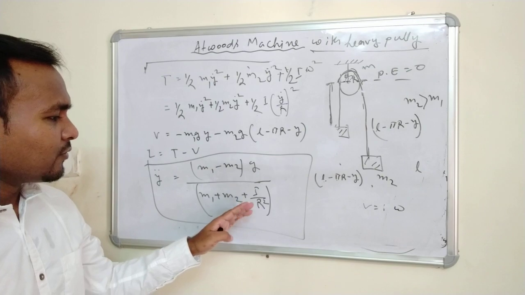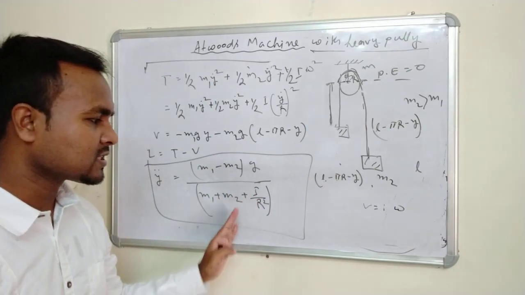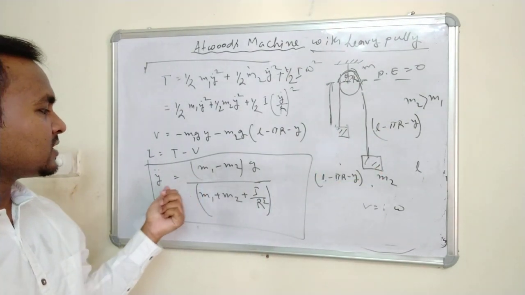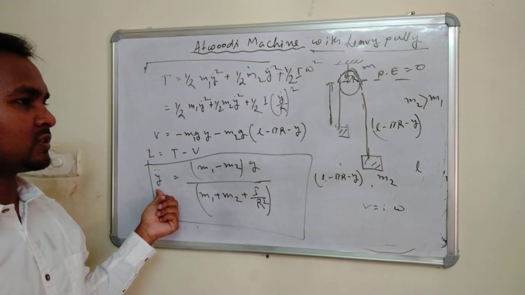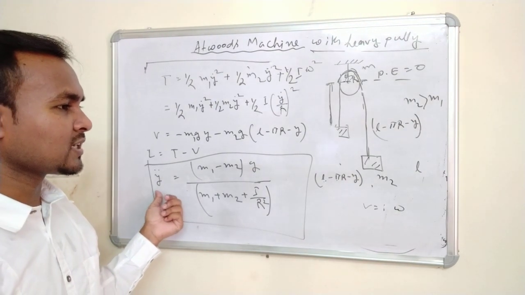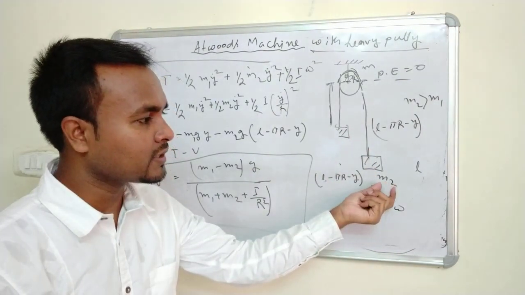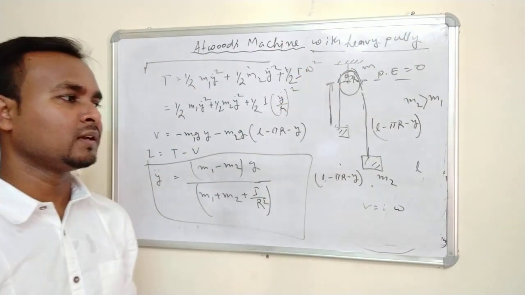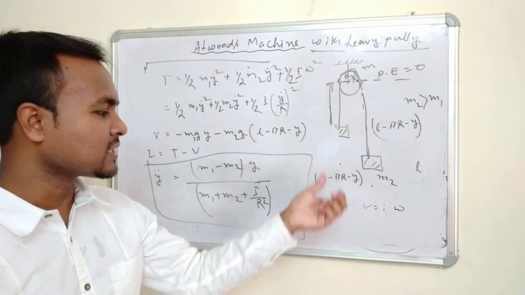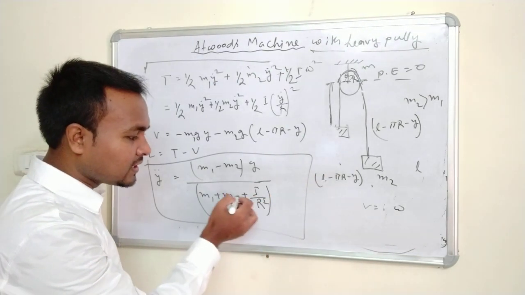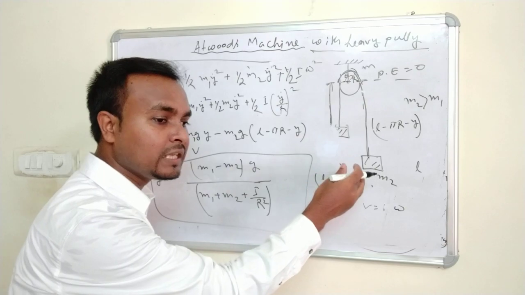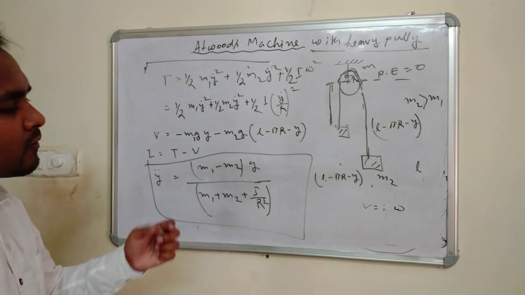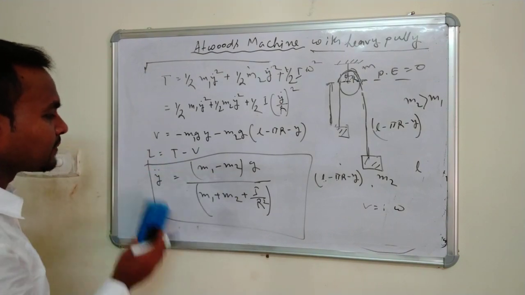So here you see, when the pulley is heavy, the concept is that the acceleration, this is nothing but acceleration. Okay, so the downward acceleration of this mass will be lesser or greater as compared to the light pulley? When this pulley is heavy, this term is added in the denominator, so the acceleration will be less. So this is the thing we have to remember. So this is the problem in case of a pulley system.